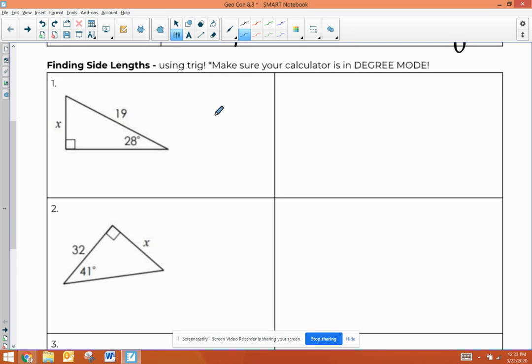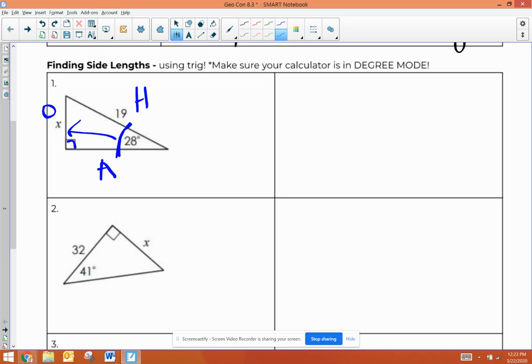We want to make sure our calculator is in degree mode. Right now we'll just figure out what we need to find. So I am given this angle here, 28. I see I have a right triangle, which is great. And the angle I'm talking about is 28 degrees. So I'm going to label my sides based on this angle. This is my hypotenuse, this is my opposite side, and that's my adjacent side.